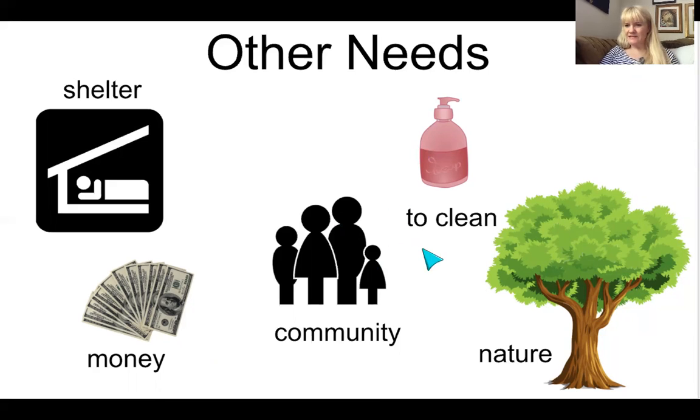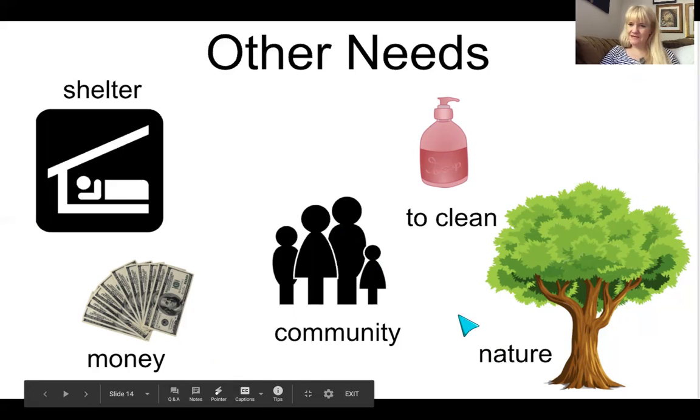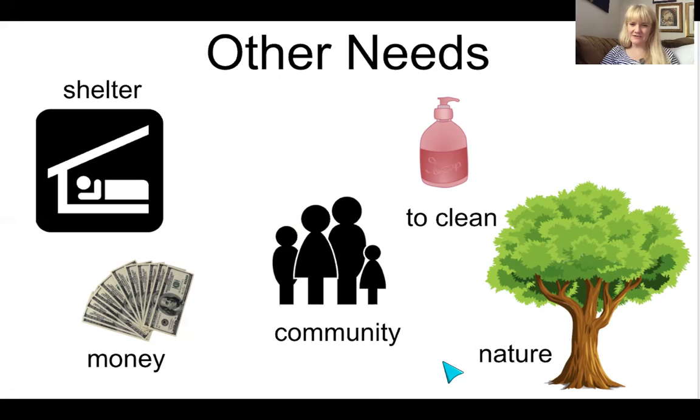We need things to help us clean, like soap, shampoo, toothpaste, toothbrush, towel. And we need nature. We need trees, plants, things around us in nature. So those are some other needs that we might have seen in the book, but it didn't necessarily talk about.